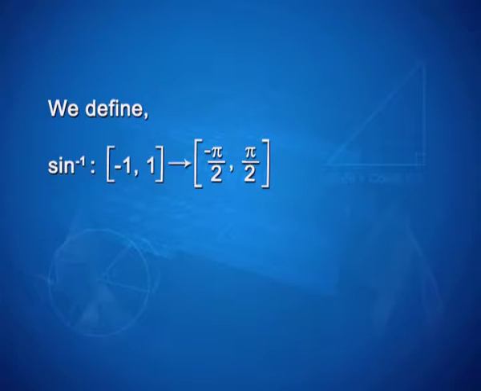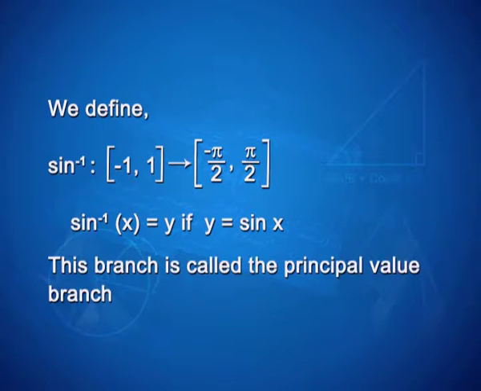So, we define inverse of sine function as sine inverse mapped from closed interval minus 1 to 1 to the closed interval minus pi by 2 to pi by 2, as sine inverse of x is y if y is equal to sine x. This branch is called the principal value branch. You can define sine inverse over other intervals as well, where the range could be any other sub interval that we just discussed, but if it is a principal value branch, the range of sine inverse must be minus pi by 2 to pi by 2 as a closed interval.